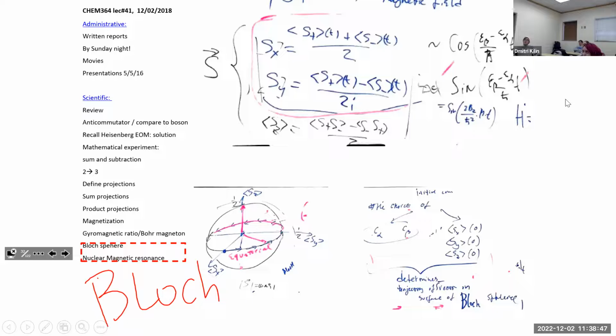This we could do right away today, but we need to introduce the Heisenberg equation of motion for spin projection. So about 10 minutes. What then? So the Heisenberg equation of motion for this.